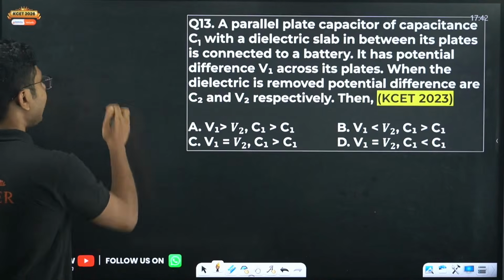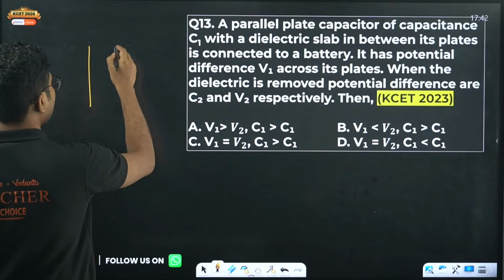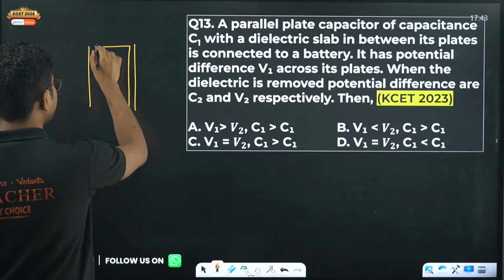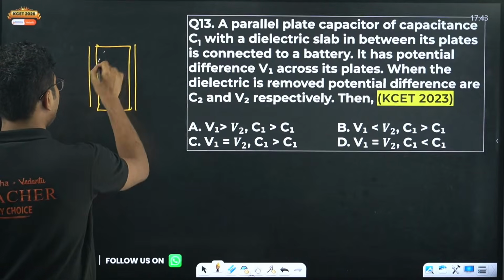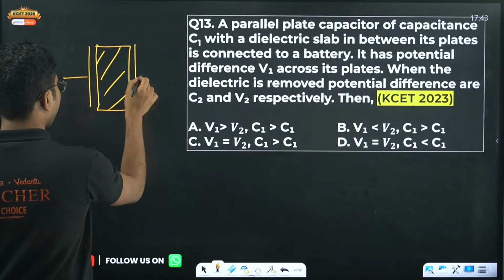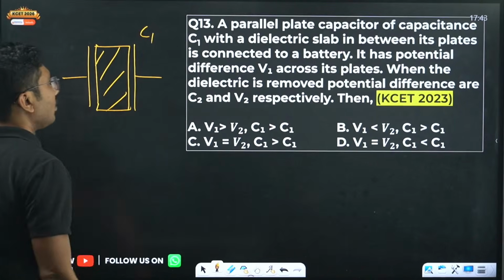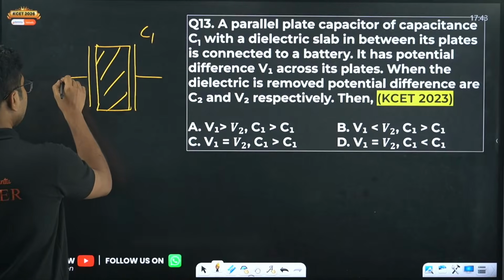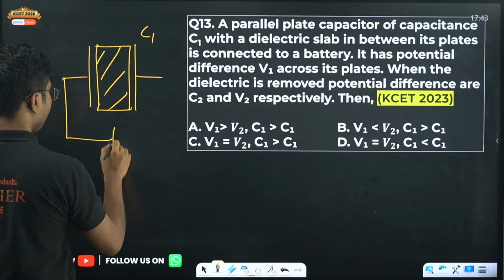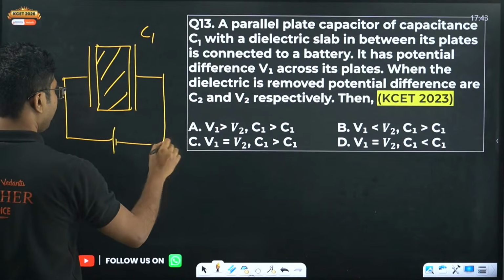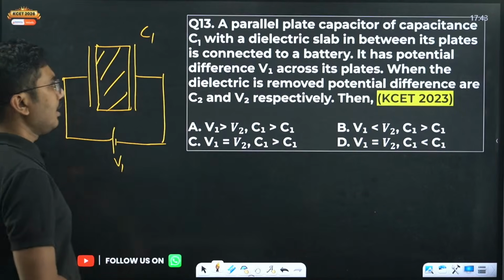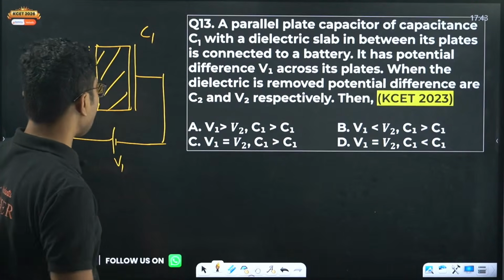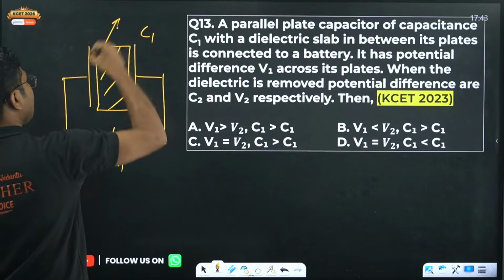So, a parallel plate capacitor having a dielectric slab inserted between the plates has capacitance C1. It is connected to a battery of potential V1. Now the dielectric is removed.